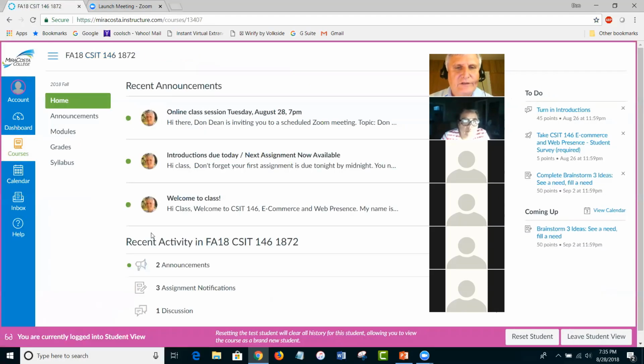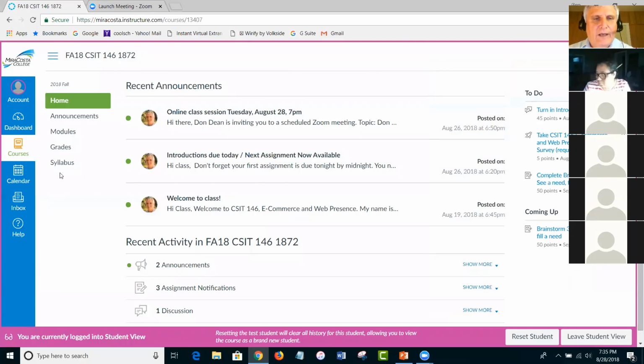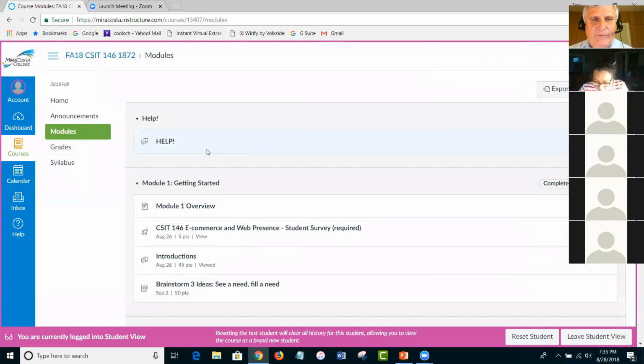Okay, so this should be something similar to what you're seeing on your own versions of Canvas. What you should be doing is visiting the modules. This is where everything is at. Right now, this top module is the help module. This is where you can ask for help and get feedback from both me and from your fellow students. But you can always just send me an email if you need help with anything.